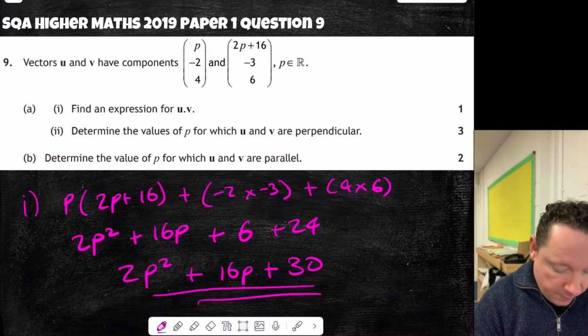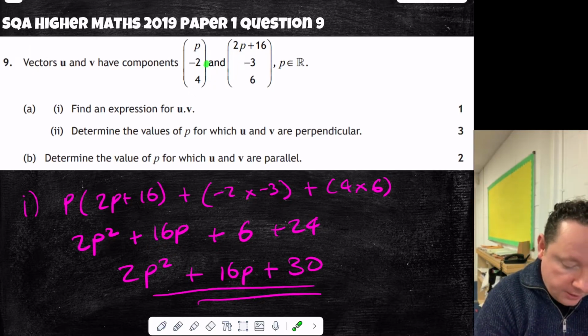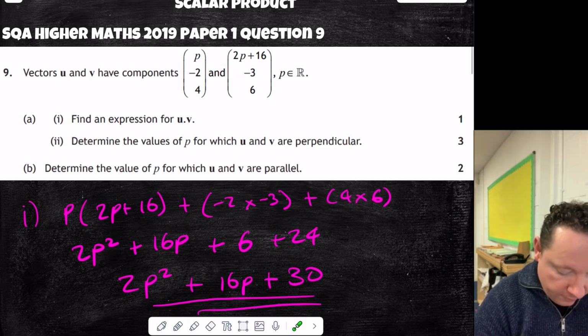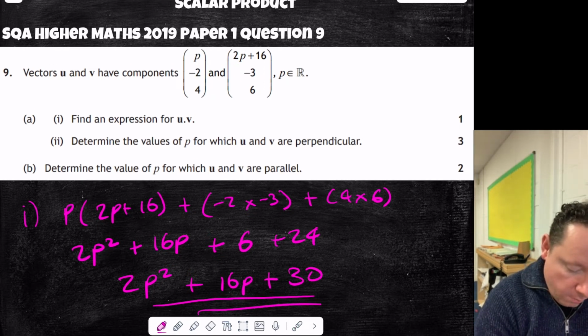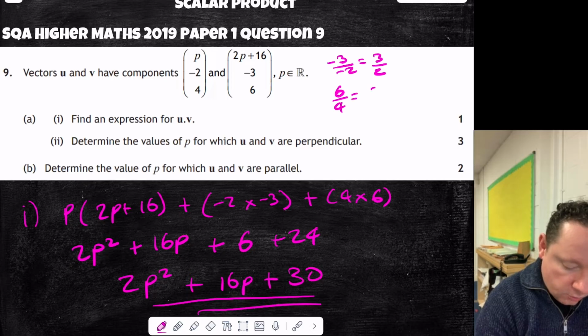So if they're parallel, that means that I can times this one by something to get this one. So let's just compare the elements. I've got minus 3 over minus 2, that's 3 halves. And similarly, I've got 6 over 4, which is also 3 halves. That means that if I times this one by 3 halves, I get this one. So I can just write that down: 3 halves of p equals 2p plus 16.